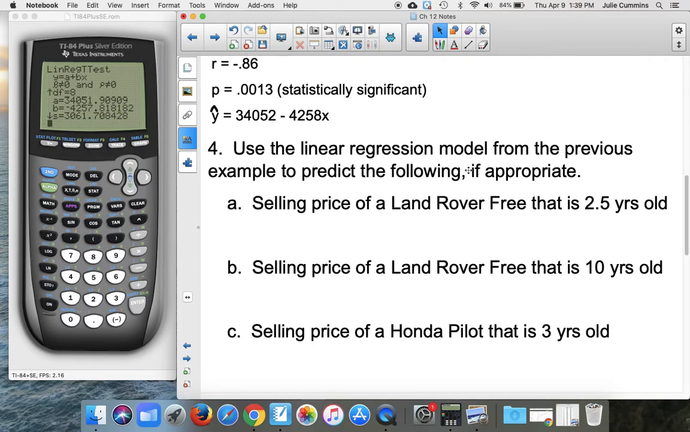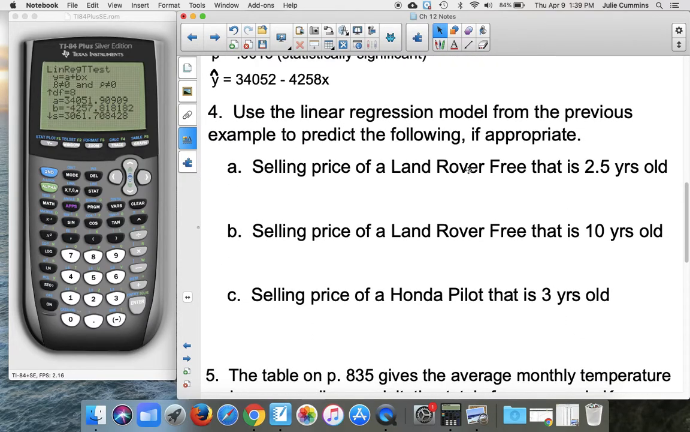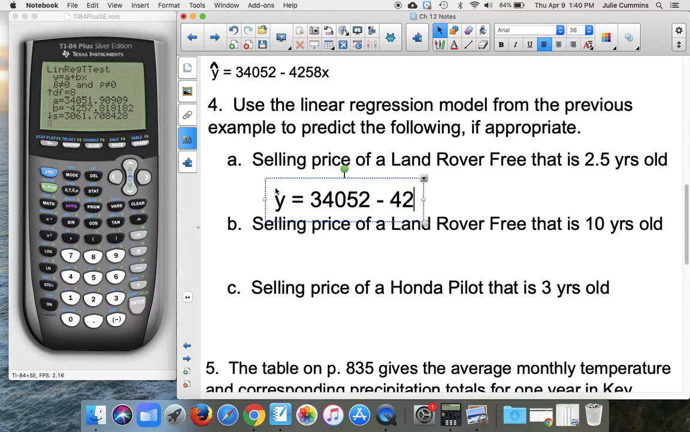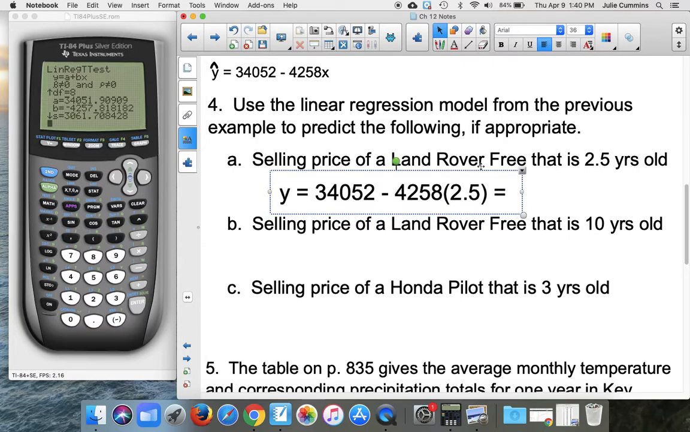All right, so in question 4, we want to use the linear regression model if appropriate. Okay, so we want to know the selling price of a Land Rover Freelander that's 2.5 years old. If you remember back to the data on page 833, we had cars ages 1 to 4, so 2.5 is within this. So basically what we are doing is taking that equation and plugging in 2.5, which you can do like this. That's going to give you a value. Remember, that's going to be a rounded value because I rounded both of these numbers significantly.